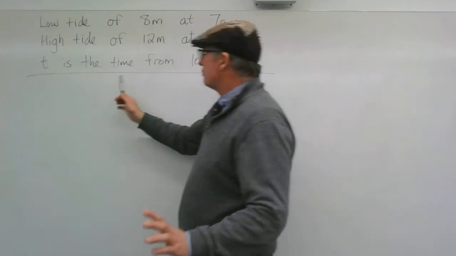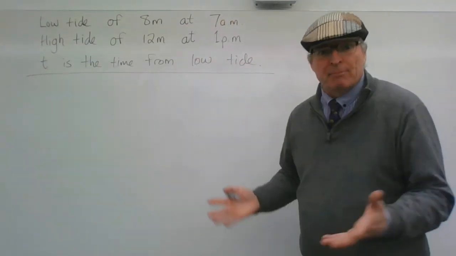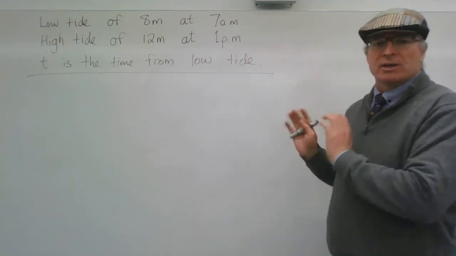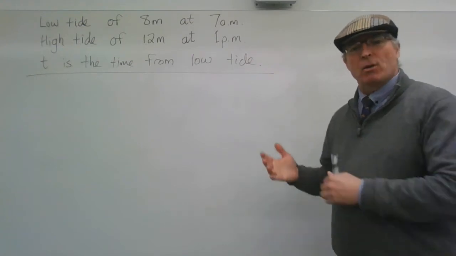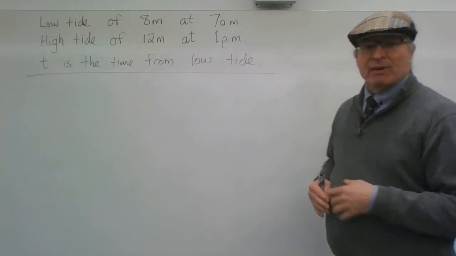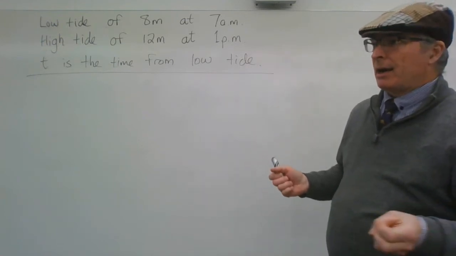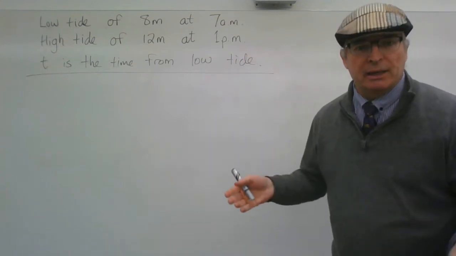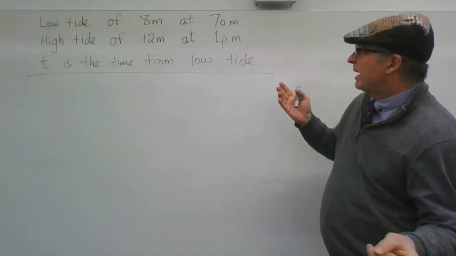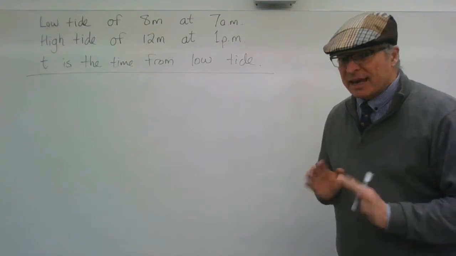T is going to represent the time from when we had low tide, because we've got to chime in at some point. We could chime in mid-tide or at high tide or low tide or whatever. So in our equation, we're going to set up an equation describing this situation where T is the time from 7 o'clock in the morning at low tide. And then we can use it to answer something like when will the tide first be at 11 meters deep or something like that. But let's just set up the equation.